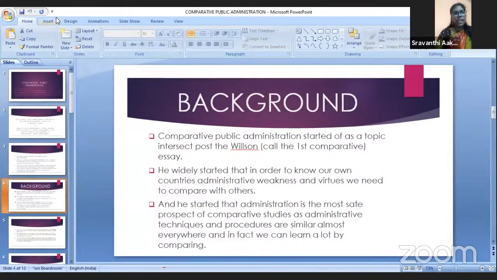When you can see the background of this, comparative public administration started off as a topic of interest. Before we mention F.W. Riggs, we need to mention Woodrow Wilson also. We can technically call him the first comparativist, when he mentioned this concept in his essay. He started it in order to know our country's administration, what issues we need to compare.